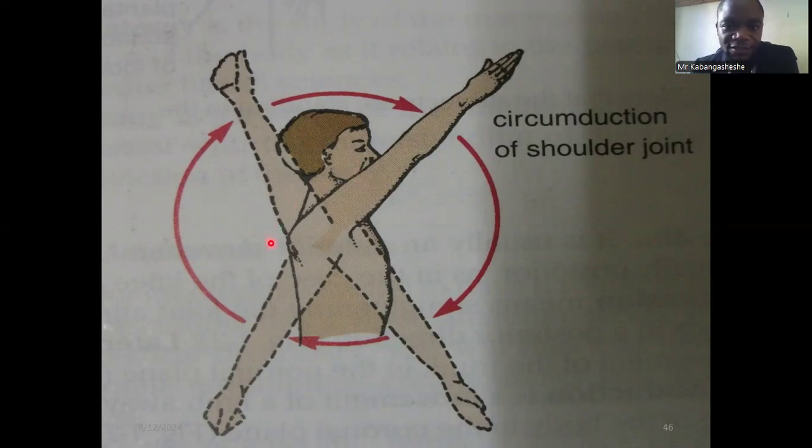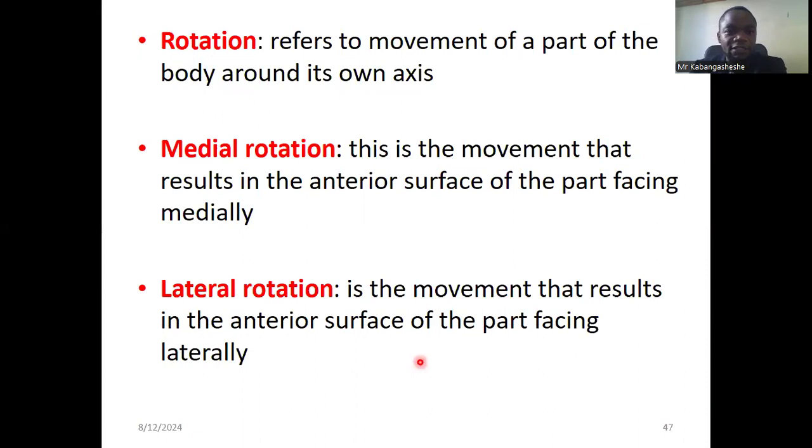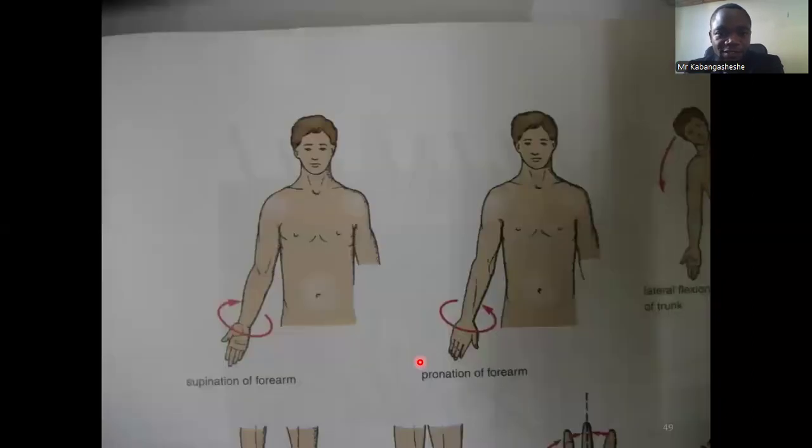So you can see that this is circumduction of the shoulder joint. This is a shoulder joint. So you can move your arm from this position up to there, back, up, and then in front. Very few joints in the human body have this ability to perform these compound movements, 4 in 1: flexion, extension, abduction, and adduction.